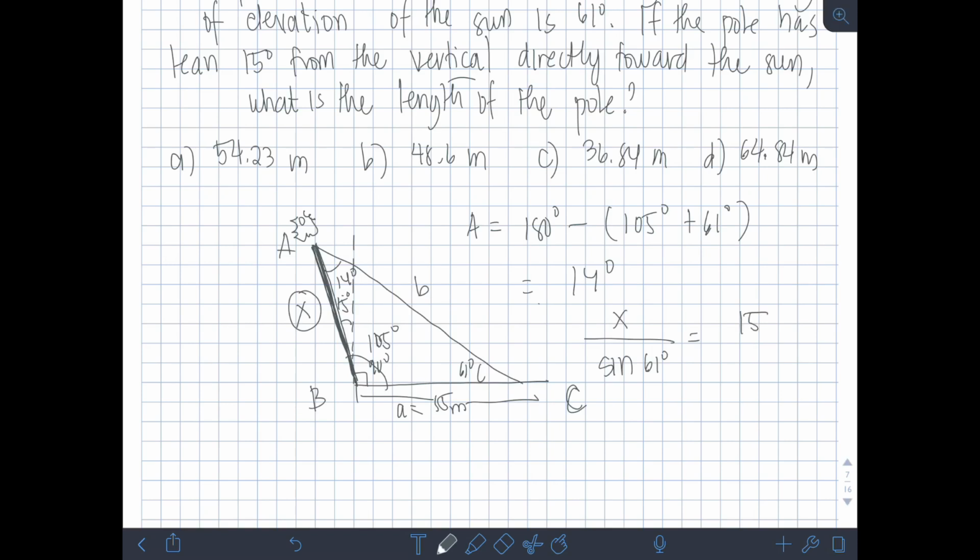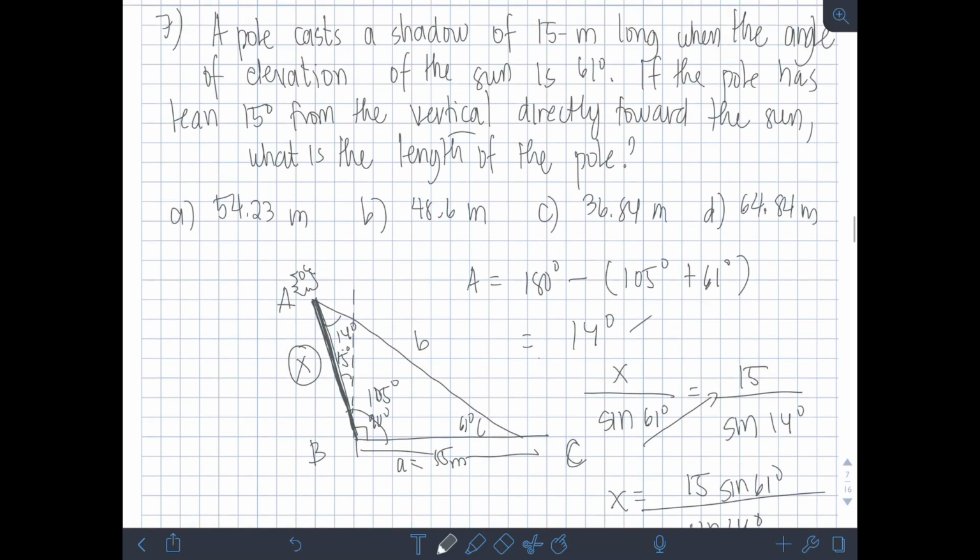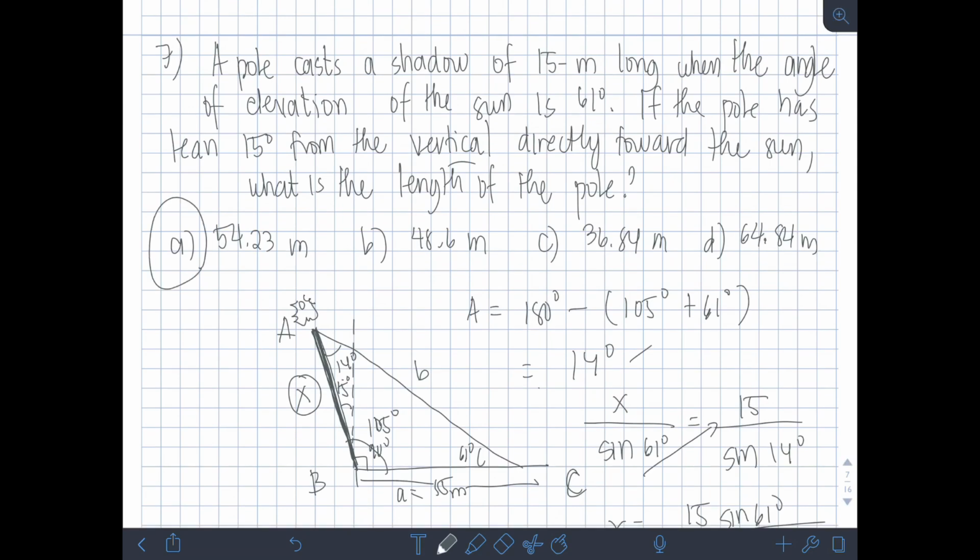So, we have 15 over sine nung angle A na nakuha natin na 14 degree. So, solving for X, we have 15 times sine 61 degree cross multiply over sine 14 degree. So, using calculator, masasolve natin si X o yung height ng pole as 54.23 meters. So, the answer is letter A.